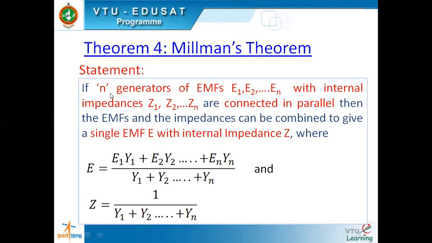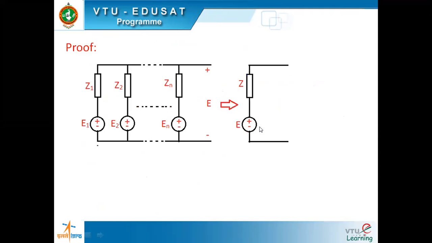Understand this? Suppose there are n generators, meaning n voltages it will give, and all those generators will have n internal impedances. The generator with voltage E1 will have internal impedance Z1, generator with voltage E2 will have internal impedance Z2, and if such generators are connected in parallel, then Millman says you can combine those to have one such. This is what he means.